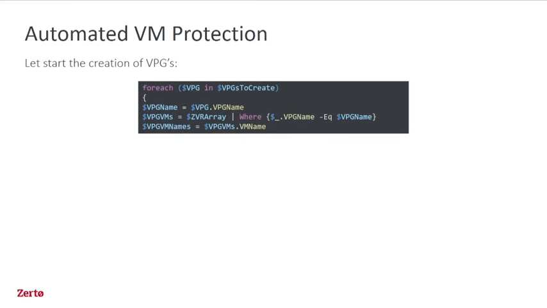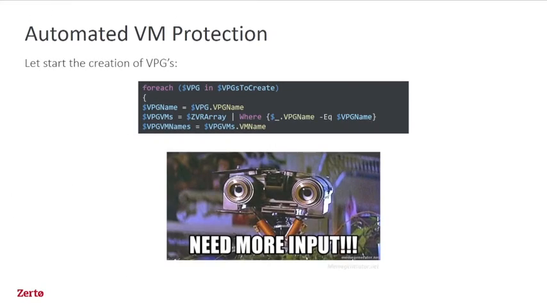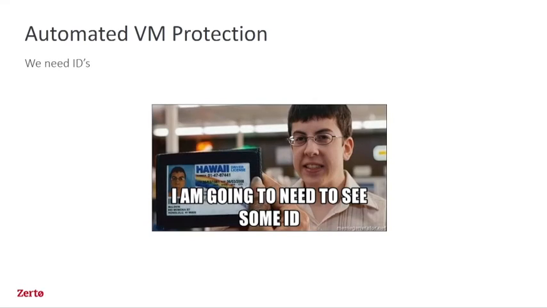So let's start creating the VPGs. But there's something missing. We need more data, actually. So what do we actually need? We have a list of names. We can protect those. We know the VPGs they are in. But to be able to talk to Zerto and our API, we need the IDs as we know them in Zerto. So I'm going to need IDs.